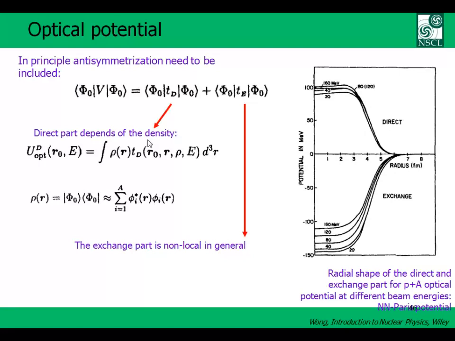And here is an example of direct and exchange, and for energies around 100 MeV per nucleon, the exchange term can be quite large. So one can't just rely on the direct term. That's basically the point.